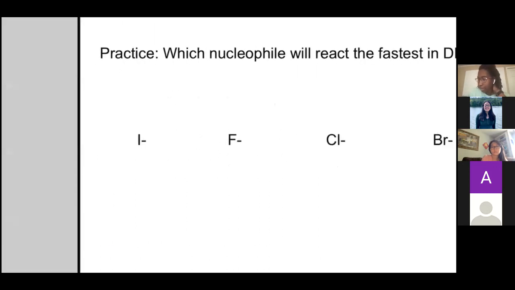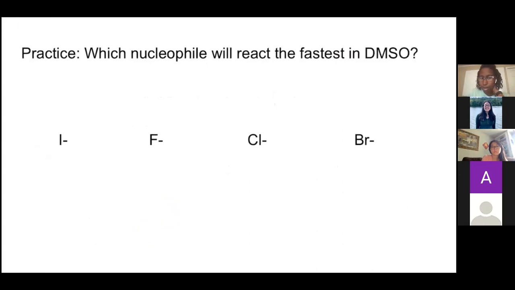Alrighty, let's take a look at our practice problem. Again, this is the type of problem that I was referencing where we have a bunch of nucleophiles. They are all the conjugate bases for the strong acids. And here they specify that we have a solvent. Does anyone remember what type of solvent DMSO is? I know I've said it multiple times during this lecture. Polar aprotic. Thank you, Noah. Yep, DMSO is polar aprotic.